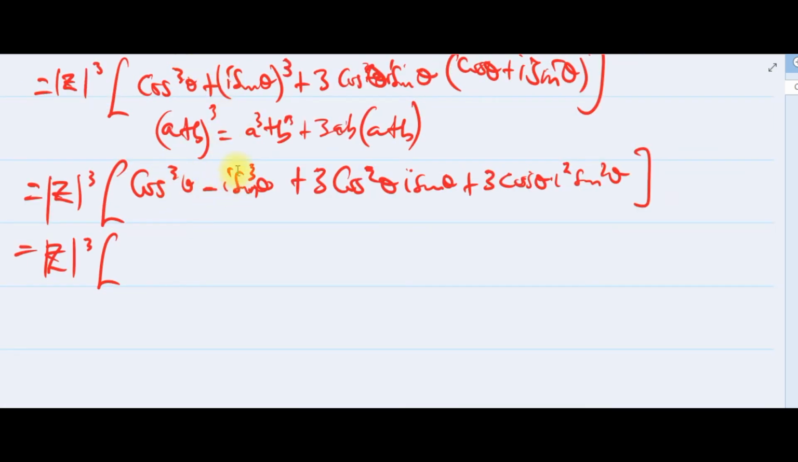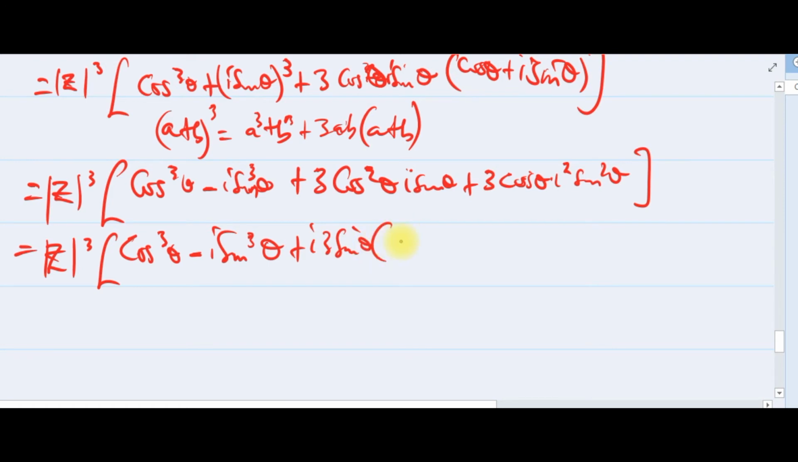Okay, since we have a cube, and we have sine and cos, what I have to do is convert cos squared to sine using the identity, and also convert this to cos. So this is minus i sine cubed theta. So you can write this as i 3 sine theta, and cos squared is 1 minus sine squared theta.